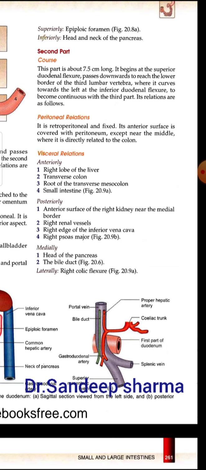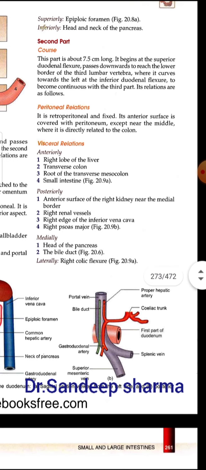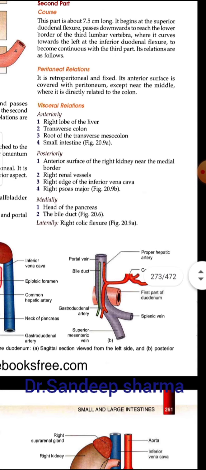Visceral relations of the second part of the duodenum: anteriorly it is related to the right lobe of the liver, transverse colon, root of the transverse mesocolon, and small intestine. Posteriorly, the anterior surface of the right kidney, right renal vessels, right edge of the inferior vena cava, and right psoas major muscle. Medially the second part of the duodenum is connected to the head of the pancreas and the bile duct.